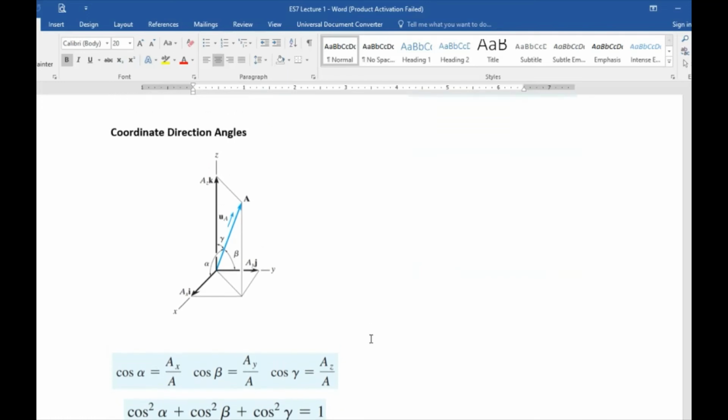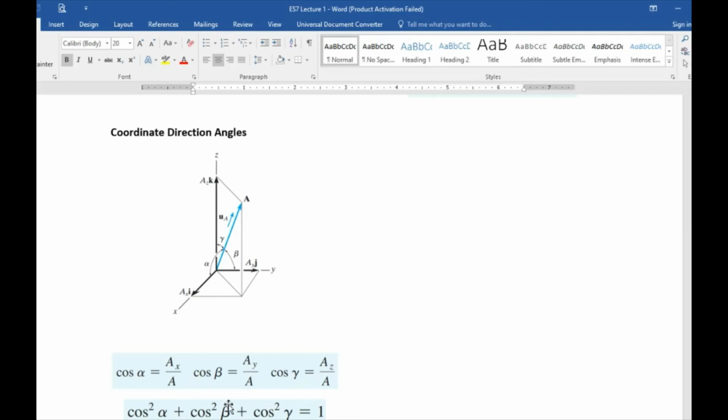Next, we have coordinate direction angles. So, if this is our vector A, shown ay yung components natin. Meron din tayong direction angles. So, angle alpha is measured from vector A hanggang sa x-axis. Beta is measured from vector A hanggang sa y-axis, and gamma is measured from A to z-axis. Okay? So, ayan.